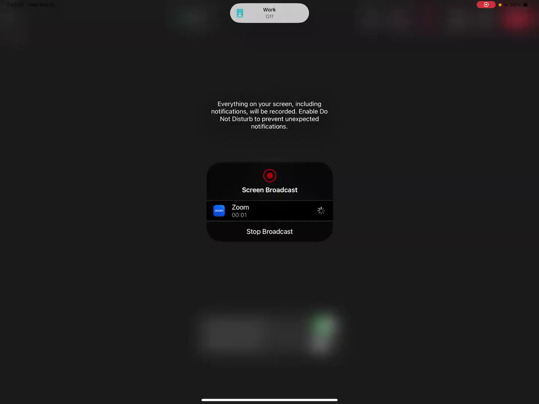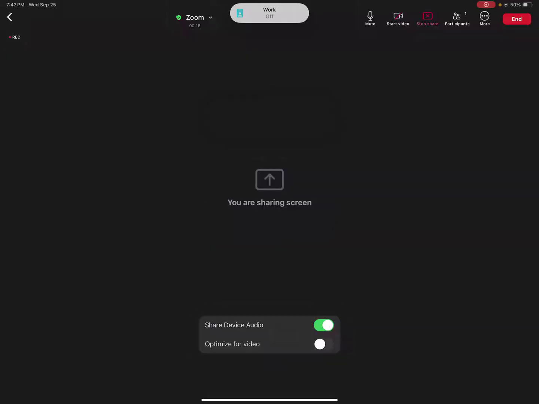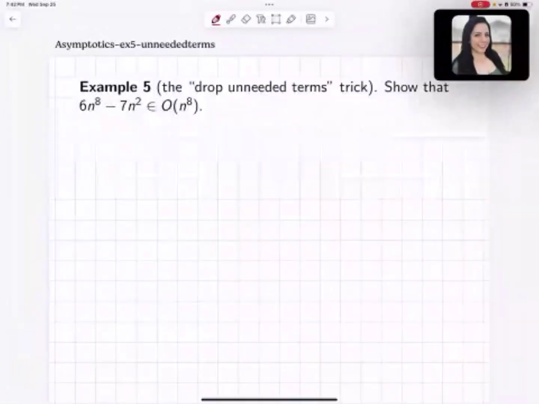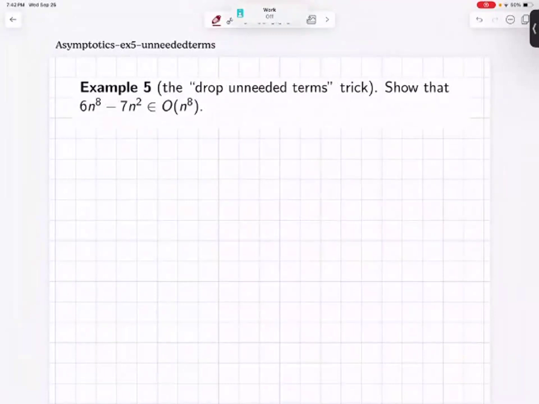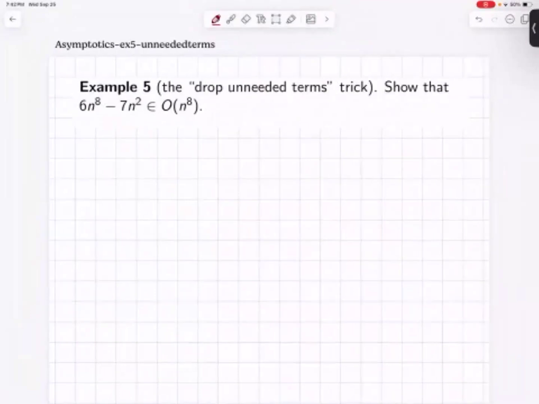We are starting our next video here talking about a new little trick. The trick we're going to look at now is the dropping the unneeded terms trick. In order to showcase this trick, we're going to work through this example where 6n^8 minus 7n^2 is in big O of n^8.